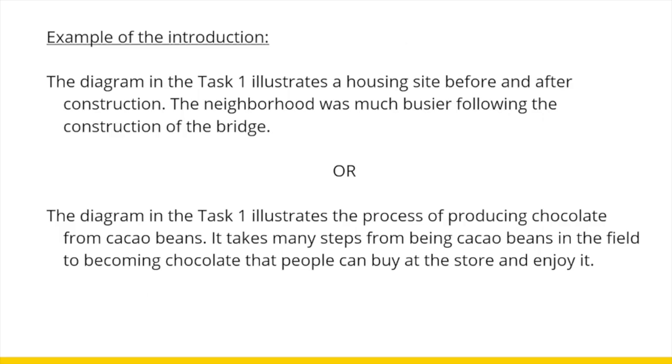In this slide, you can see 2 examples of our introduction. One of them is for before and after diagram, and the other one is for our process diagram essay. Let's take a look at the first one. The diagram in task 1 illustrates a housing site before and after construction. The neighborhood was much busier following the construction of the bridge. Or we have the next one.